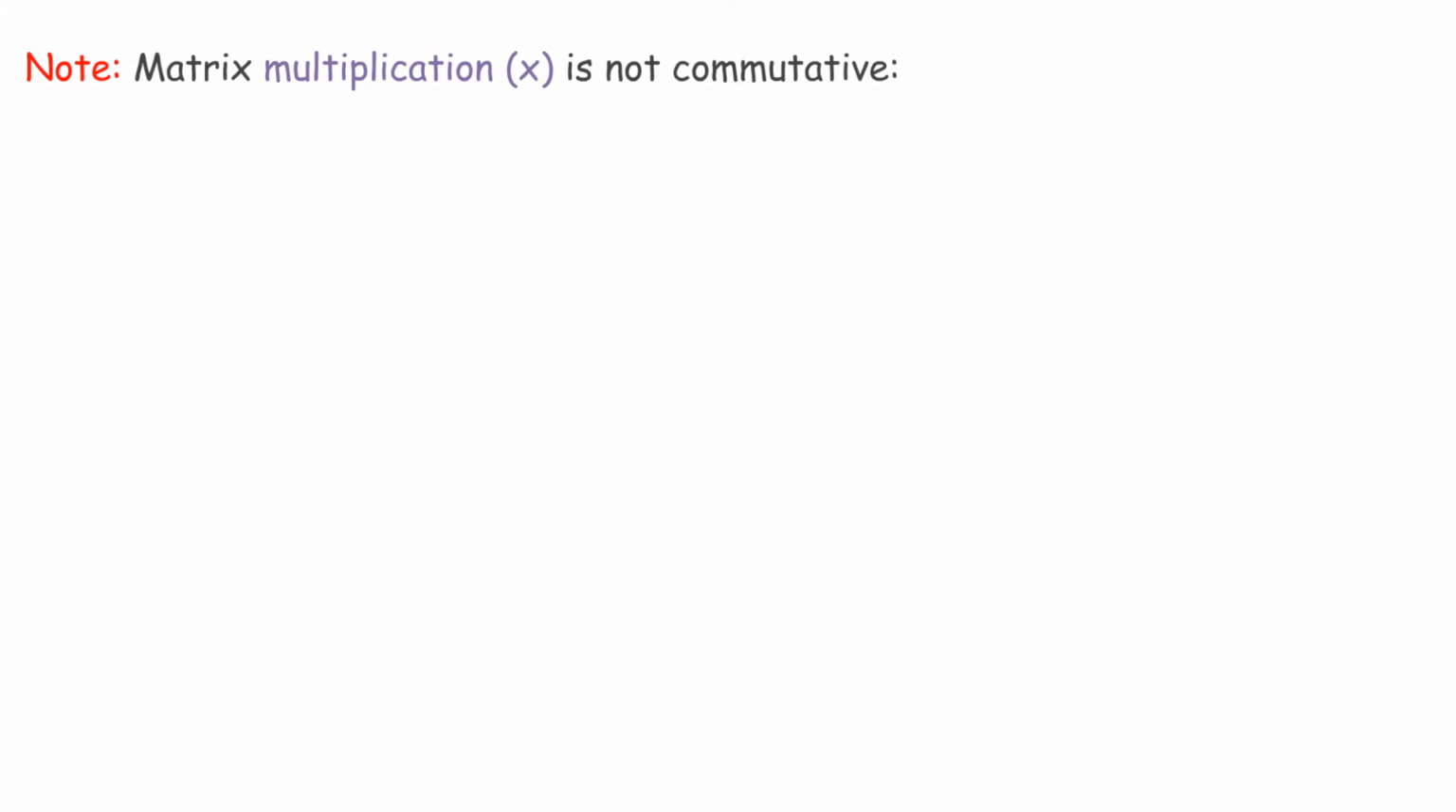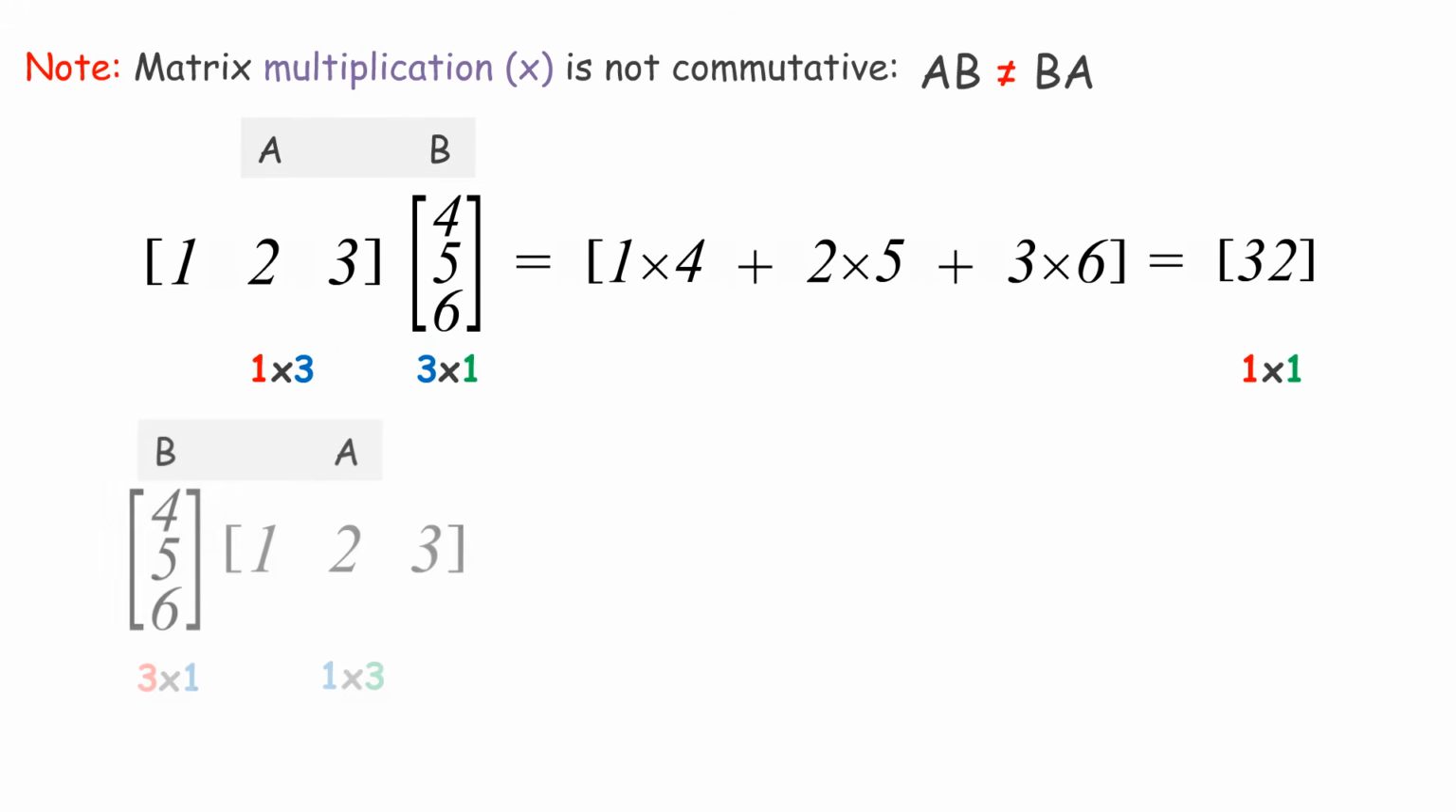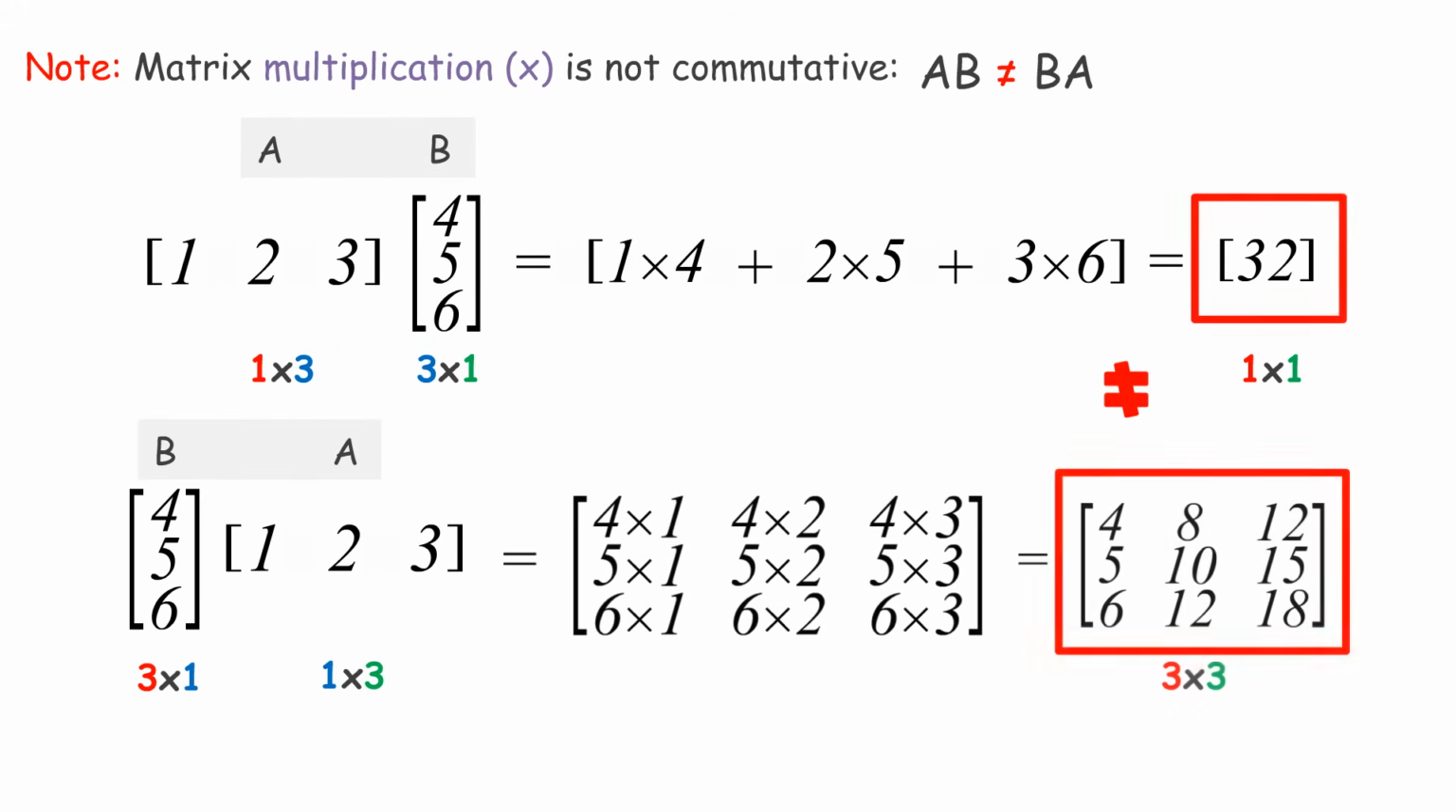Matrix multiplication is not commutative. AB does not equal BA. You can see by the following example that the results of AB and BA are different.